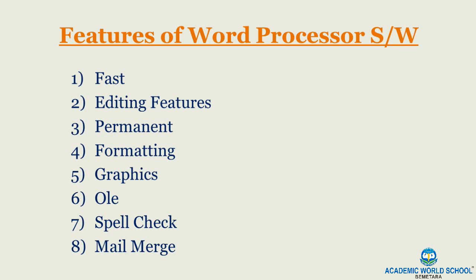Formatting. Formatting means what? First of all, we should know what formatting is. Formatting means making changes in the appearance of the text. Appearance of the text means what? Suppose you have written a letter and the font size is 12, the font type you are using is Times New Roman, and the alignment you used is left alignment. Now you want to make changes in it. You want to use font size 14, you want to use Monotype Corsiva, you want to use right alignment or justify alignment. So when you are making changes in the appearance of the text, that will be called formatting.